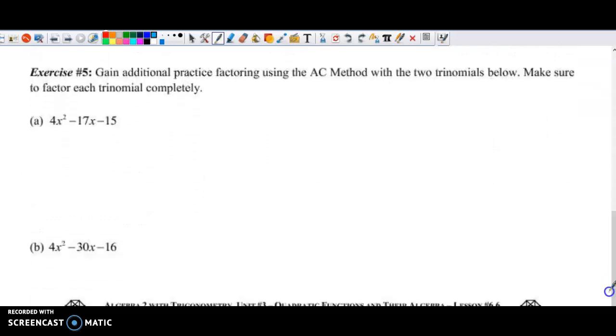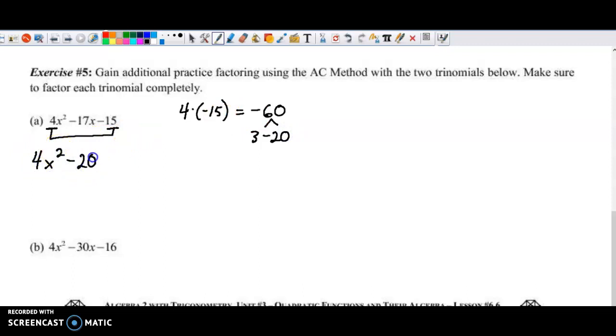So here's a few more problems. Sorry, there is no greatest common factor, but you can still do the AC method. So as you're looking through that, 4 times -15 gives me an answer of -60. I actually said this number earlier, 3 and -20. If you notice, my advice to you is I like to have my first piece be the negative one. So I'm rewriting -17x as -20x plus 3x. And the reason why I like to do that is because then this sign is positive. And I tend to find more students have success when this sign is positive.